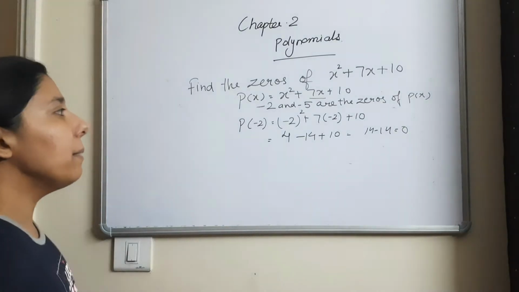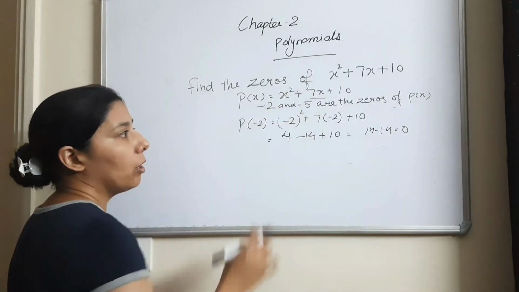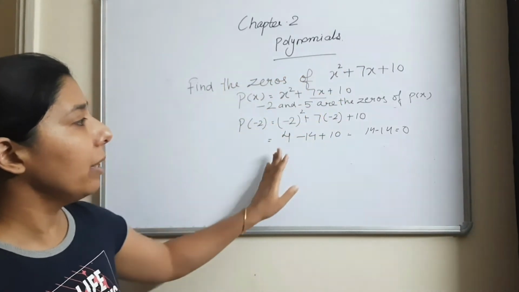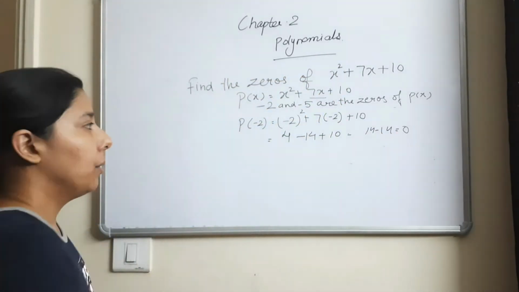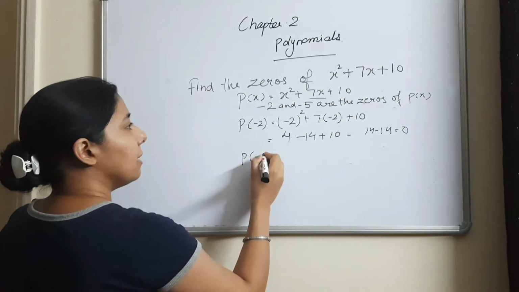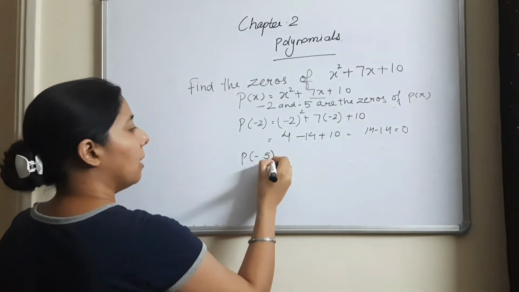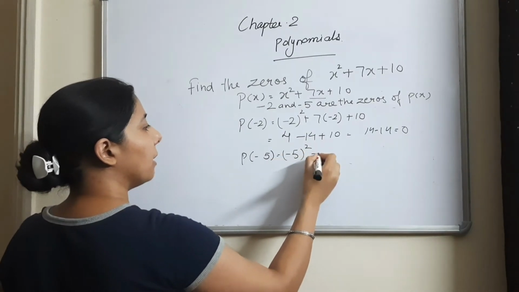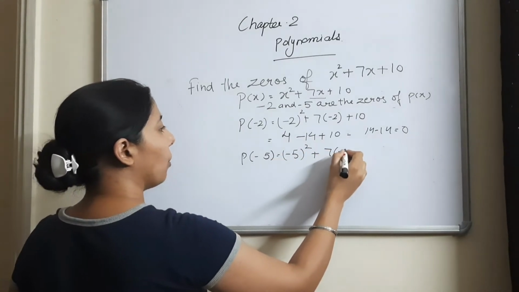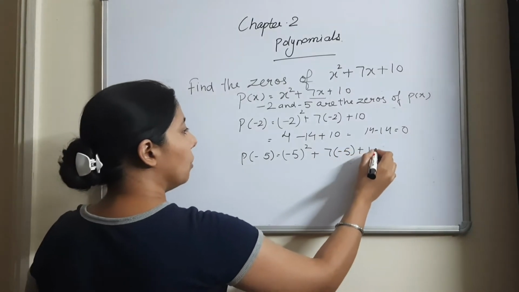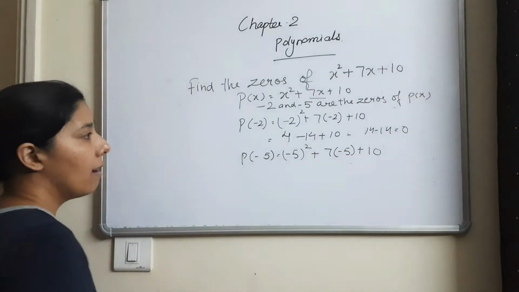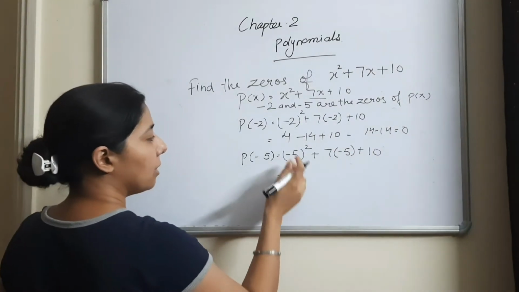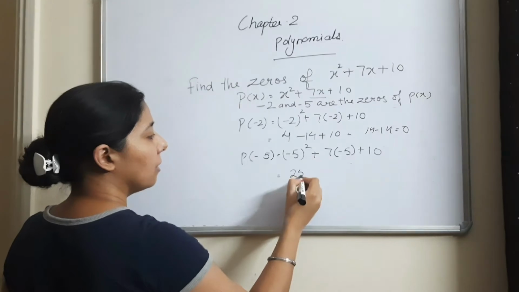Fine. So that is why minus 2 is known as the zero of this polynomial, because on putting x equals minus 2 in this equation, we are getting 0. Let's take the next number, that is minus 5. Again on putting minus 5 in this equation, this is the way you can verify whether your answer is right or wrong. If your answer is wrong, you will not get 0 here. If your answer is right, you will always get 0 here. So this is the way you can verify your answer.